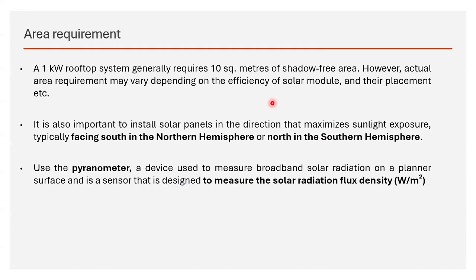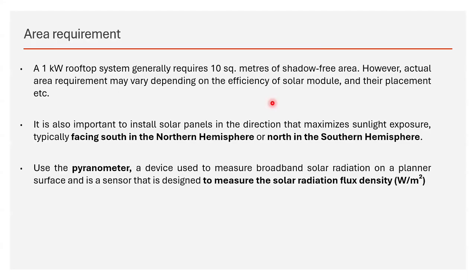So the actual area requirement may vary depending upon the efficiency of the solar PV module. This has to be also taken care of, because the type of solar PV cell that you are using has a direct relation with its conversion efficiency. So as a thumb rule, for installing a 1 kilowatt solar rooftop system, we normally require 10 square meter of roof area.